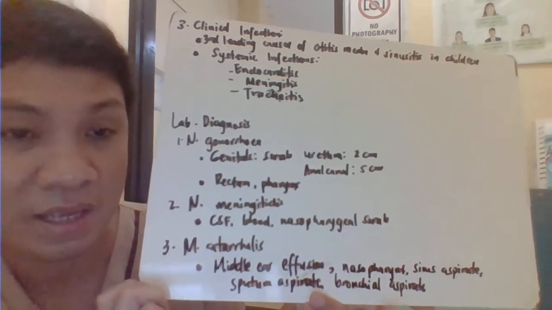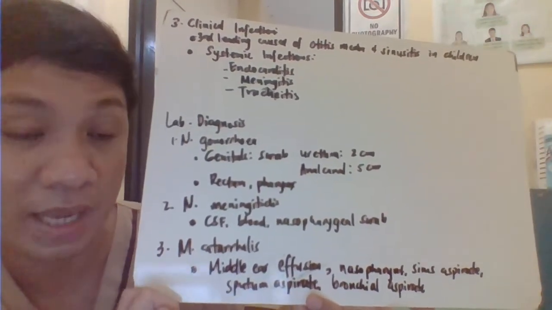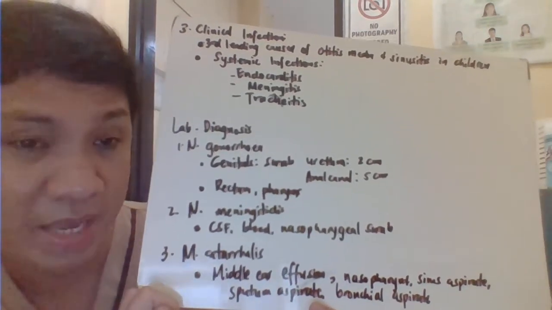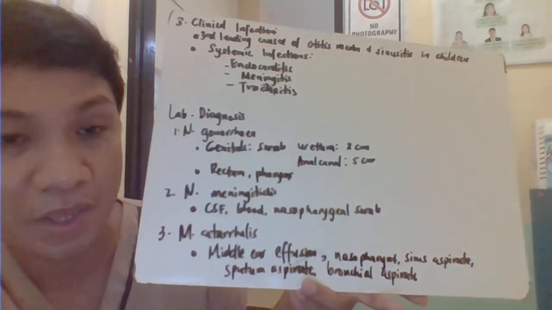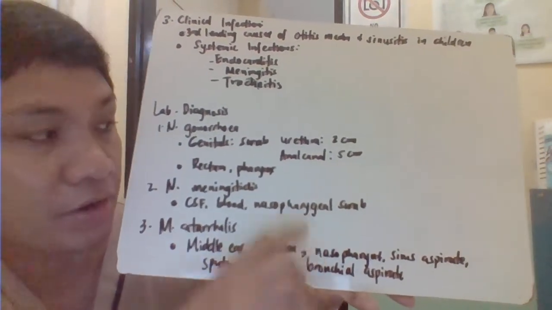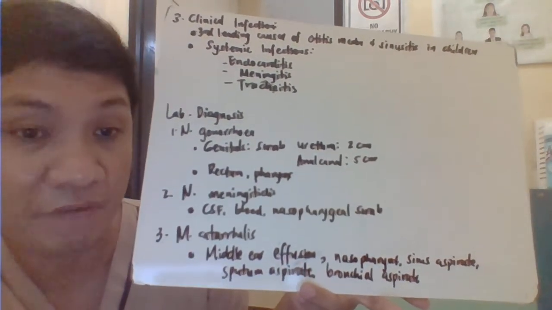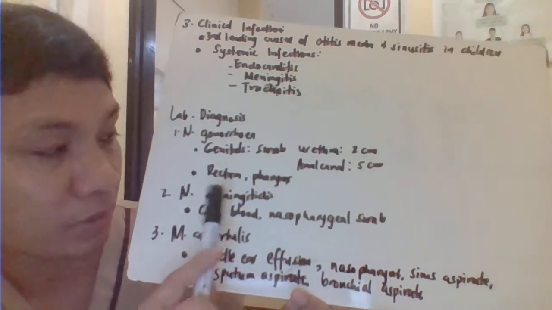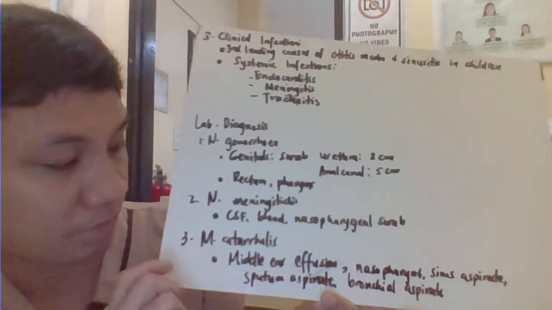Okay, we have the laboratory diagnosis, the specimens used in order for us to diagnose infections. For Neisseria gonorrhoeae, since this is a sexually transmitted infection, the specimen is from the genitals by swabbing. You can swab the urethra by inserting the swab 2 centimeters, or the anal canal 5 centimeters. You can also swab the endocervix for female patients. You could also have the rectum and pharynx as specimens.